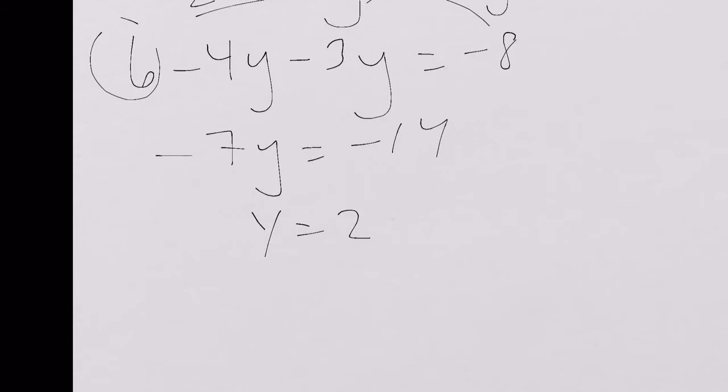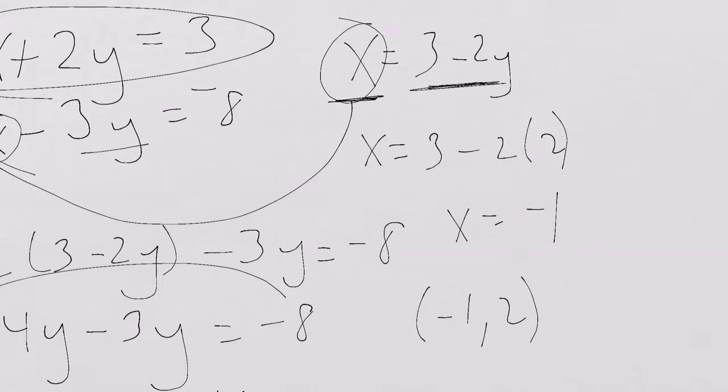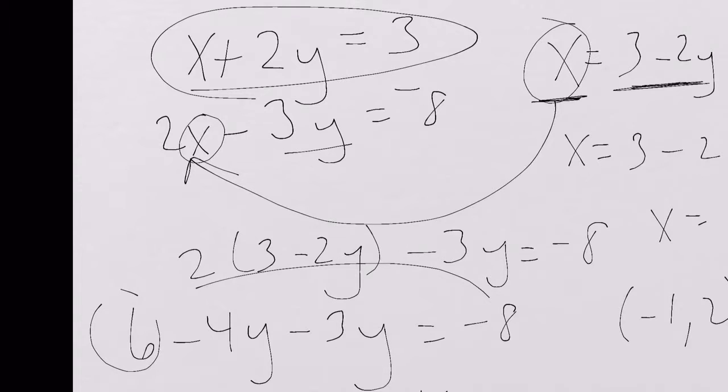So if I know that y equals 2, I can come back up here and say x equals 3 minus 2 times 2, because we just solved y equals 2, and I get x equals negative 1. So your solution would be (negative 1, 2). If we graph this on Desmos or your calculator, the point where these initial two lines intersected would be at (negative 1, 2).